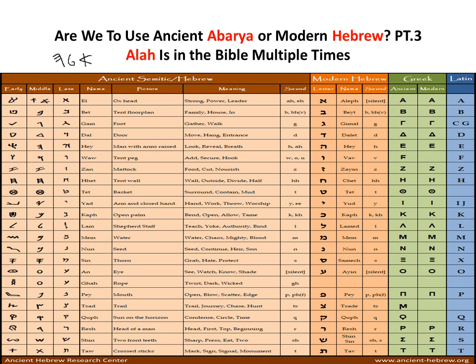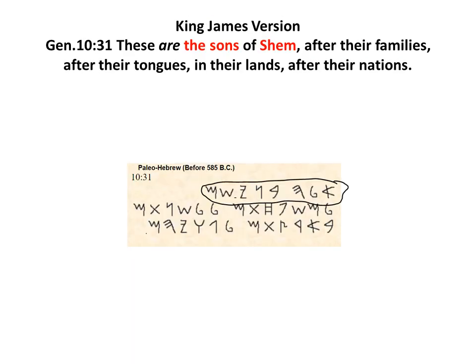Let me show you. Genesis 10:31. I'm just going to read the first part. These are the sons of Shem. All right, come down to the Paleo Hebrew. Look what's in the circle. And remember, Hebrew reads from right to left. We're on the first line here. Alah, Banya, Shem. Does Alah mean these are?